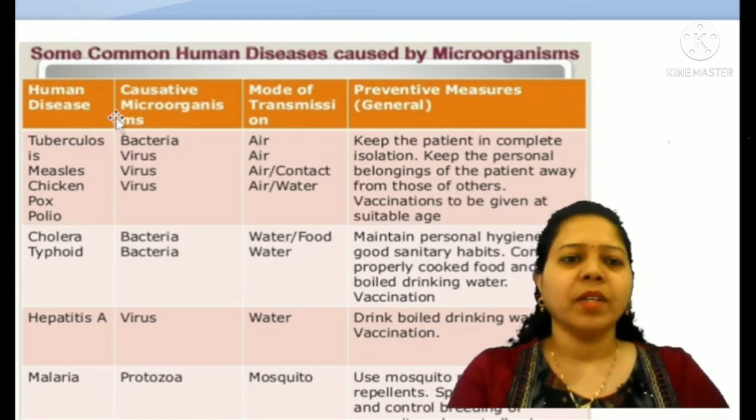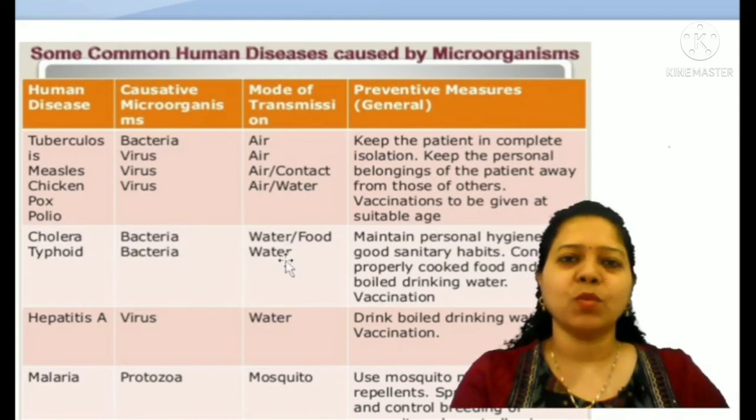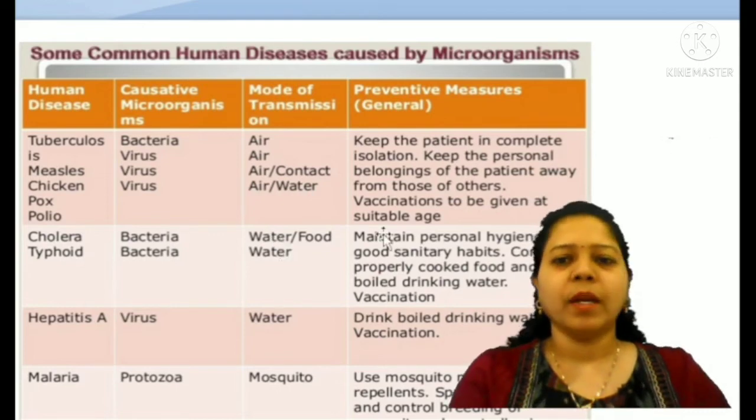See here, measles, chickenpox, polio, these diseases are all caused by viruses and the mode of transmission is air. Sometimes it is contact, or the mode of transmission is water. Cholera and typhoid are caused by bacteria. Mode of transmission is water and food. Preventive measures: maintain personal hygiene and good sanitary habits. Consume properly cooked food and boil drinking water.